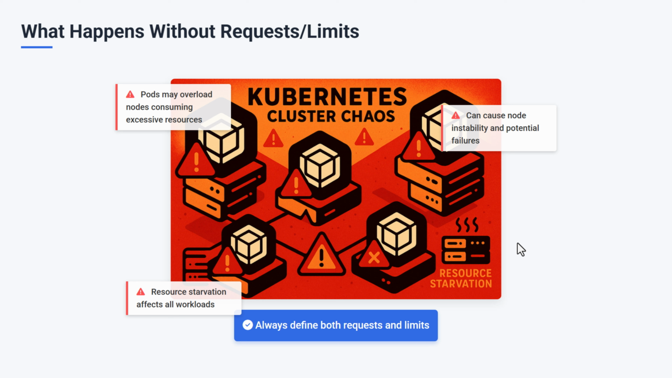And it does not stop here. If the pressure keeps building, the node itself can become unstable. You might see pods getting evicted, random restarts, or even the whole node going down. That's why Kubernetes gives us that warning sign on the slide. It's a reminder that without requests and limits, you are basically running your cluster with no rules. So the takeaway is simple. Always define both resource requests and limits. It keeps your node stable, your workload healthy, and your cluster predictable.